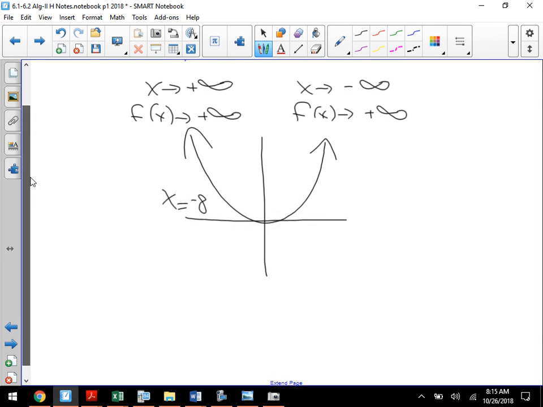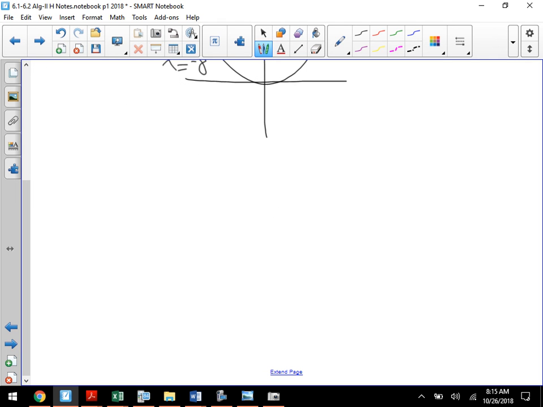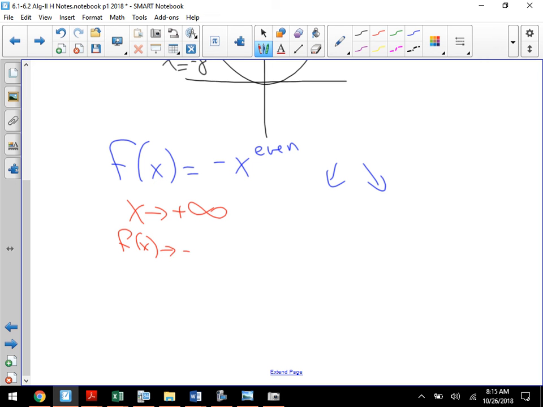And then the same thing goes for the negative value. Any f of x that is a negative x even, your tails are down, down. So that means as x is getting larger, f of x gets smaller. As x gets smaller, f of x also gets smaller.